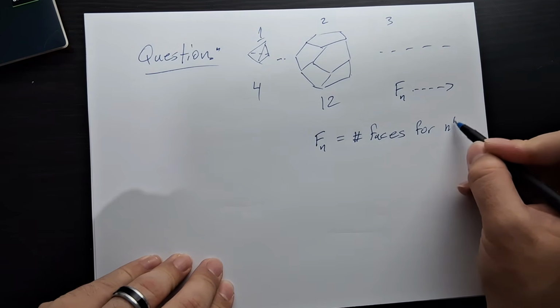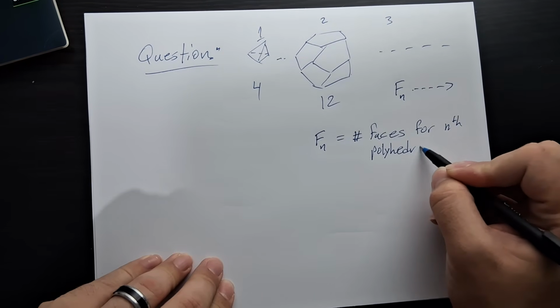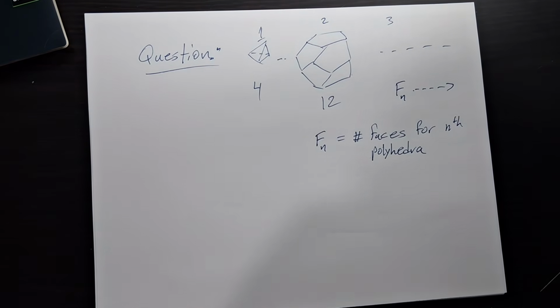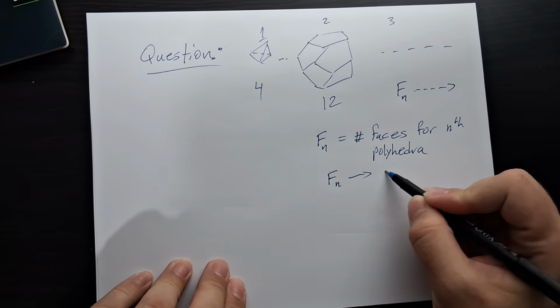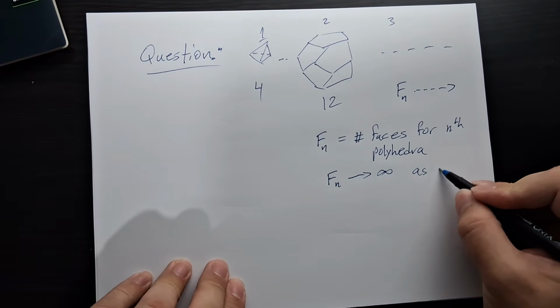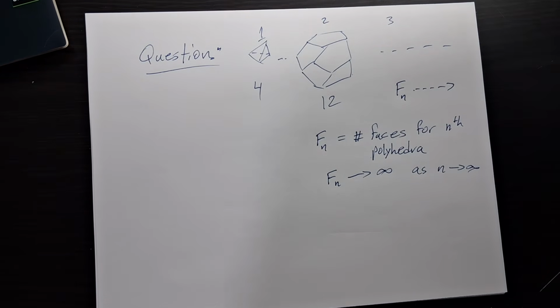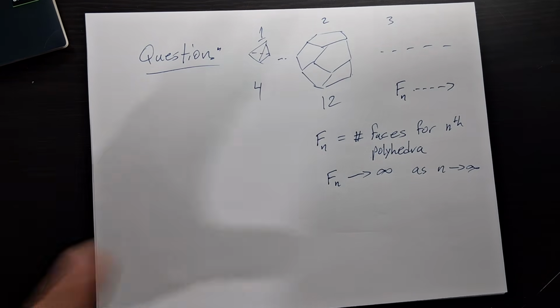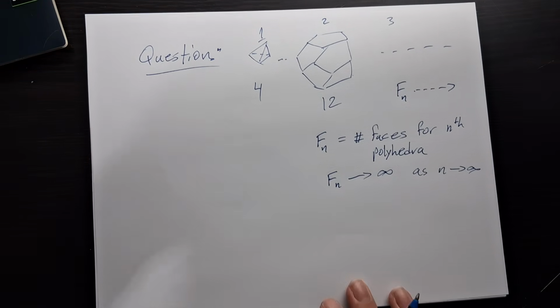this is the number of faces for the nth polyhedra. I want Fn to go to infinity as n goes to infinity. So I get more and more and more faces, and you think it becomes more like a ball, right? It's like a big soccer ball with many, many patches.